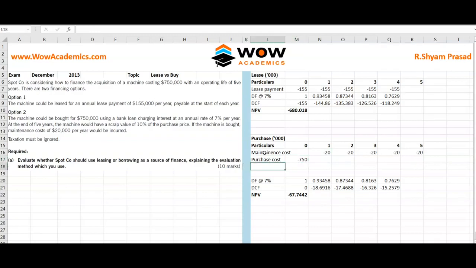And there's also a scrap value. Scrap value usually occurs at the year end. So the life of machine is 5 years, and only at the end will it occur. So that's it. We can have cash flow as a number. So we can add all the numbers from scrap to the maintenance cost, close it, copy it, paste it. We got all the cash flows.